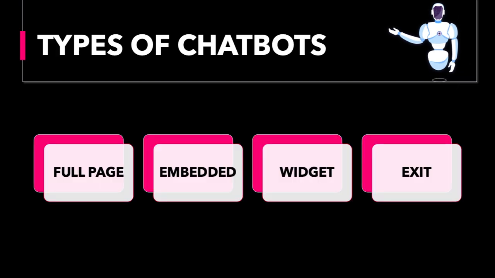So there are various types of chatbot. Now, if you think about a website and a web page, there are various things that we can do. The first one is a full page chatbot. That is kind of what it sounds like. You literally send people off to a page which is just a chatbot. And I'm going to show you an example of that.